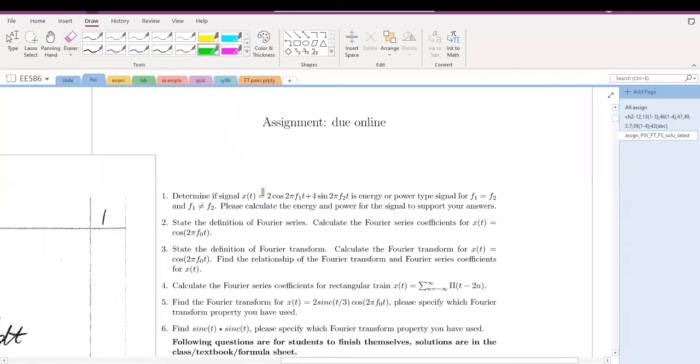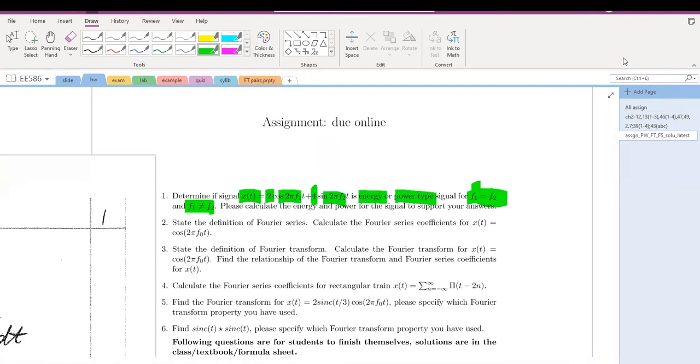This question asks us to determine the energy and power for the signal x(t) = 2 cos(2π f1 t) + 4 sin(2π f2 t) for the case f1 equals f2 and the case f1 not equal to f2. To handle this question, I'm going to solve a general case.